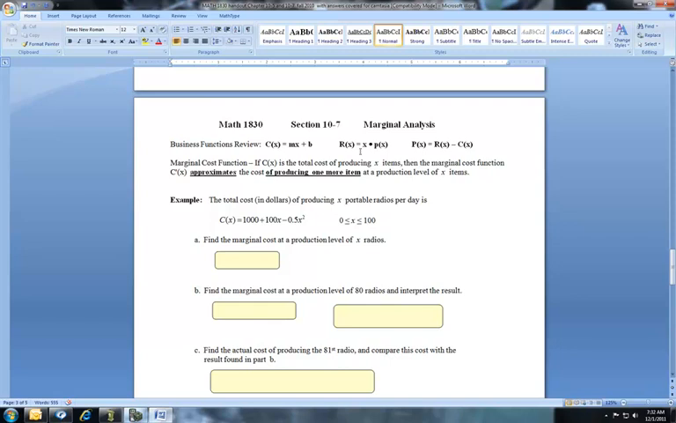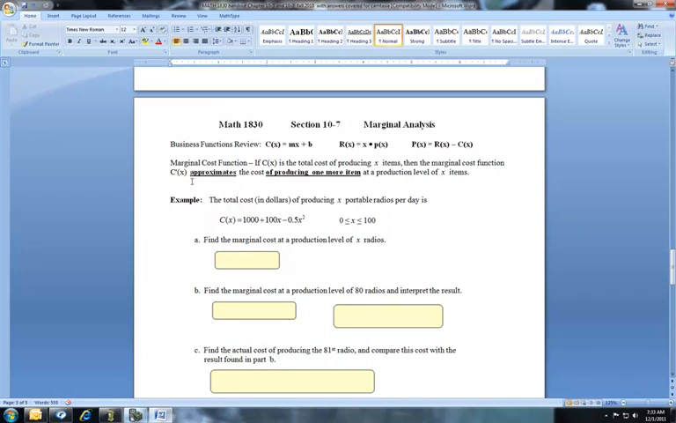Revenue function. This little p of x is called price demand. That's how the items are sold. That's the amount that they're sold at. So to find your revenue, you have to go number of items times the price of the item. To find profit, you have to have these two. Profit is revenue minus cost.